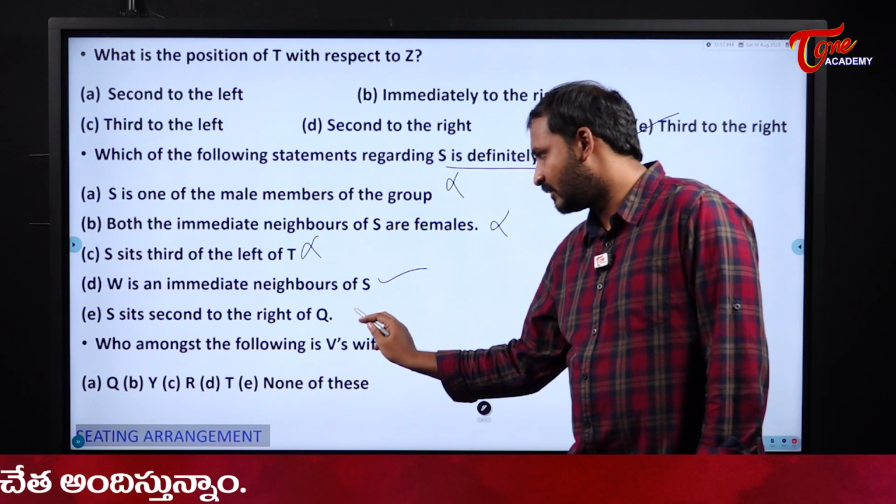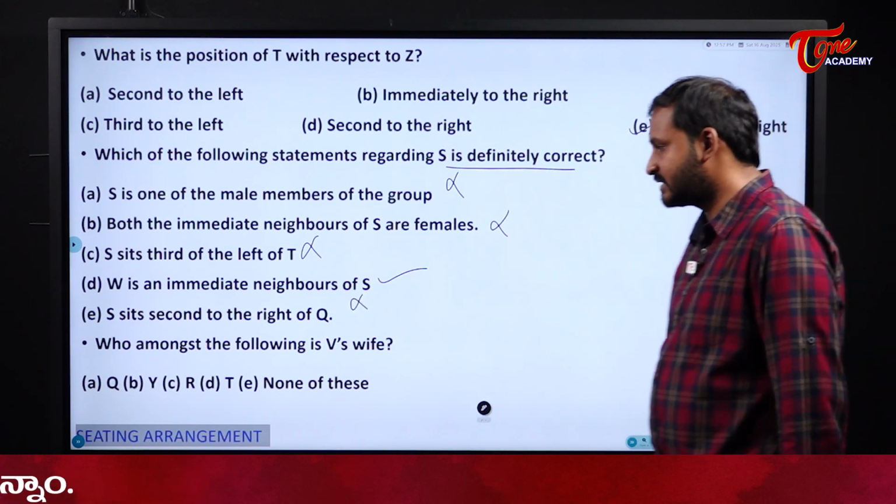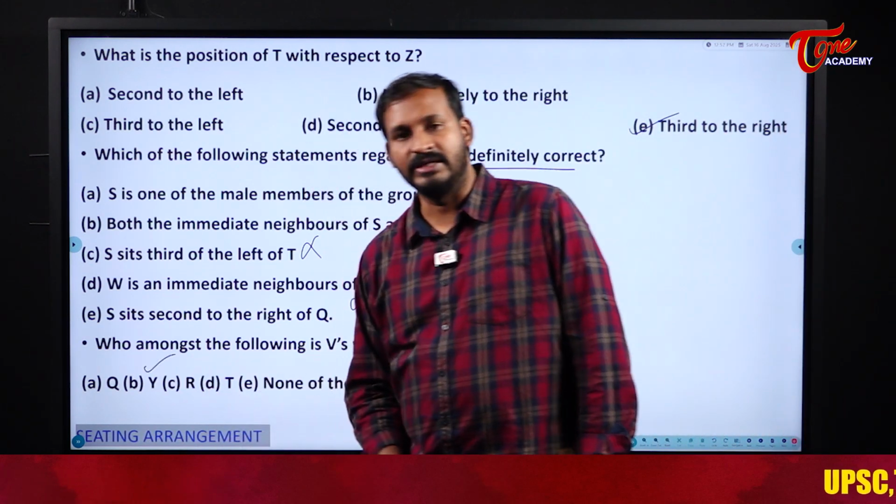So this one anyway we need not. Who among the following is V's wife? Just now we calculated Y will be V's wife.